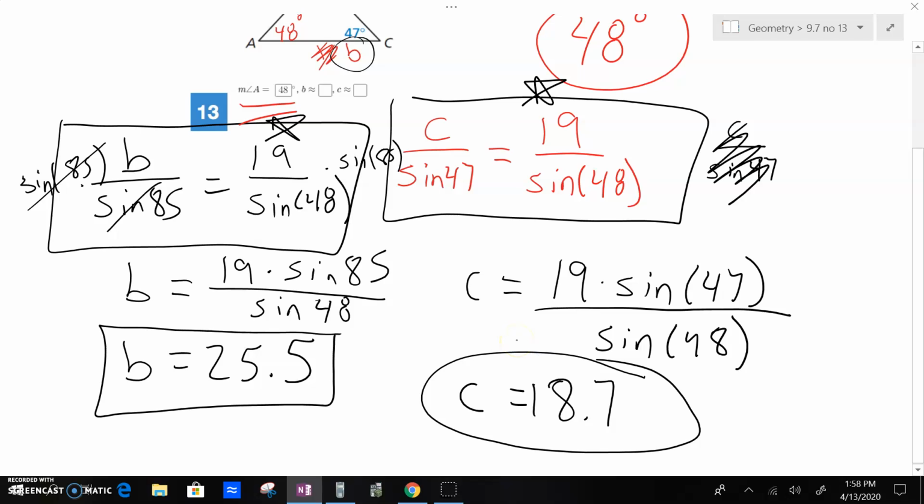So let's see, we've got C is 18.7 and B is 25.5, and those should be our missing amounts to the nearest tenth.